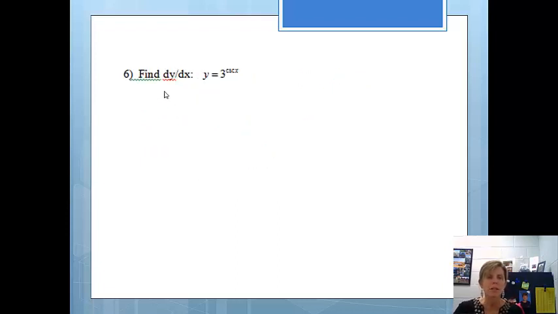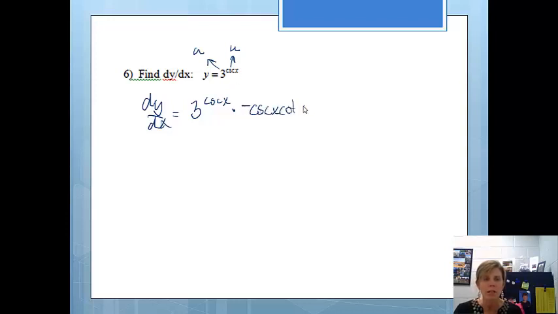Okay, and then number 6, we have find dy dx if y equals 3 to the cosecant x. So again, we have an exponential function. The base is 3, so it's other than e, and our u is going to be the cosecant of x. So 3 is our a, cosecant of x is our u. So when we're finding the derivative, dy dx equals a to the u, so it will be 3 to the cosecant x, times du, the derivative of the cosecant x would be negative cosecant x cotangent x, and then times the natural log of a, so it will be the natural log of 3.